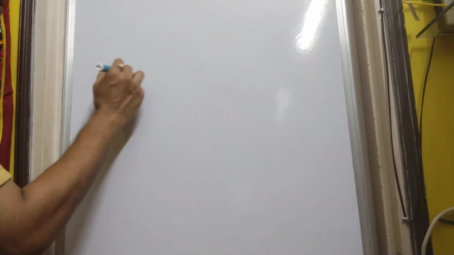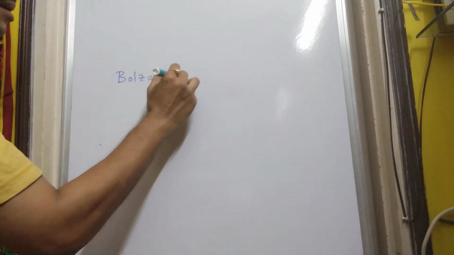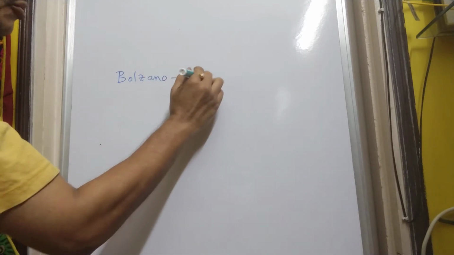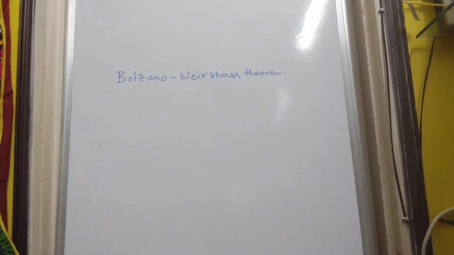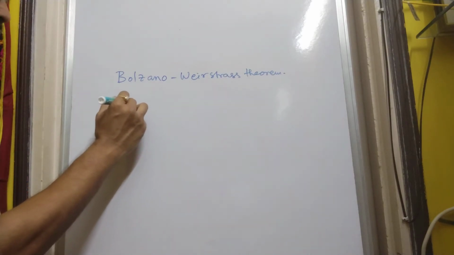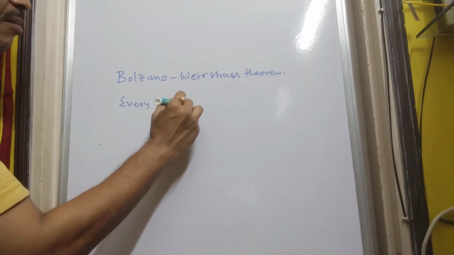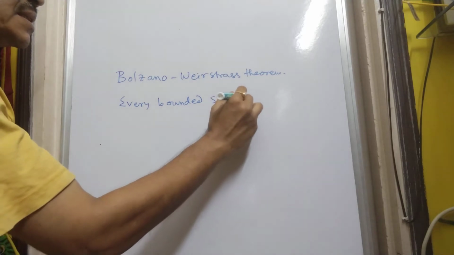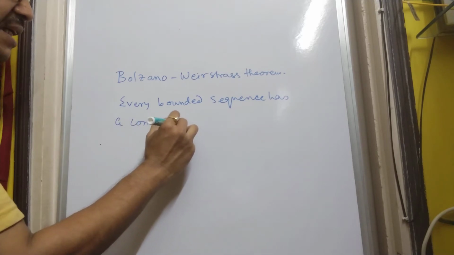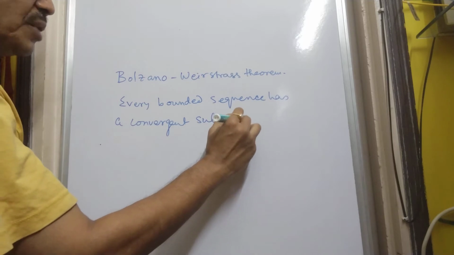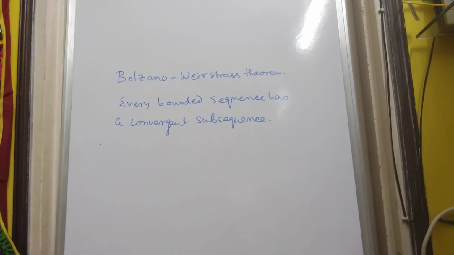Now let us discuss something about the Bolzano-Weierstrass property. Bolzano-Weierstrass theorem, which states that every bounded sequence has a convergent subsequence. Every bounded sequence has a convergent subsequence.